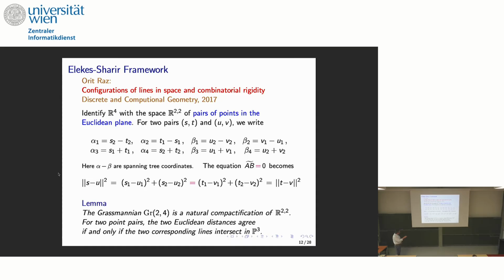Right, that's the equation. So let's phrase this as a lemma. The Grassmannian G(2,4), this 4-dimensional variety, is naturally a compactification of real 4-dimensional space, using all these rules. And for 2 point pairs here, the 2 Euclidean distances agree if and only if the corresponding lines intersect. That's what this equation says. So if I have a point in the Grassmannian and Nicholas has a point in the Grassmannian, if I have a line and you have a line, then I take my line and I write it as 2 points in the plane.